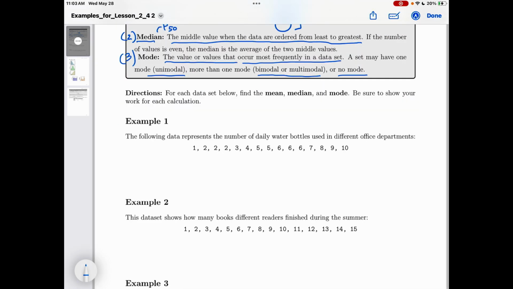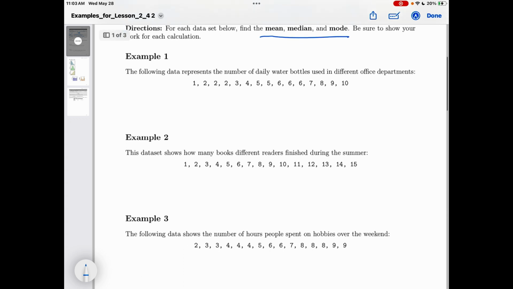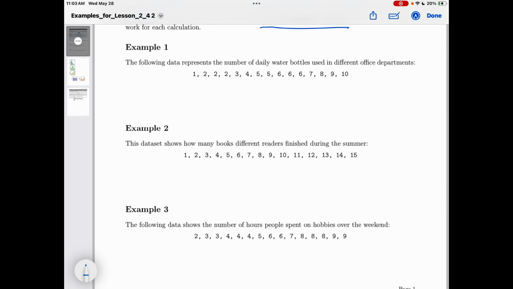All right, we're going to walk through 3 examples on how to find the mean, median, and mode. And then I'm going to show you how you can check your answers on GeoGebra. So for each data set, we're going to find the mean, median, and mode by hand.